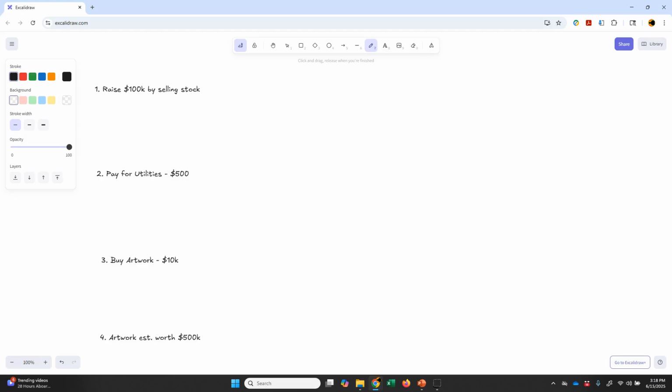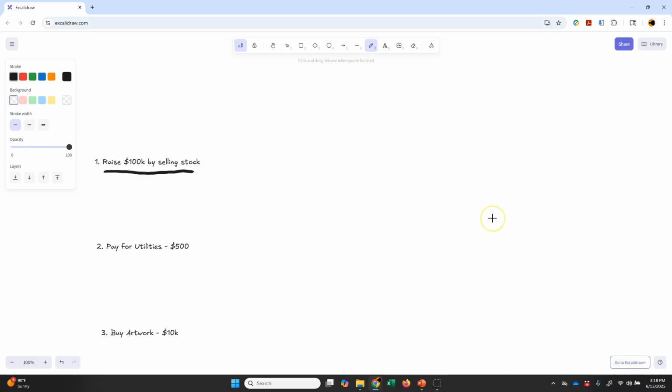Okay, so this first transaction here, we're going to raise $100,000 by selling stock. So this is basically we're going to investors and we're saying, hey, give us $100,000 of cash and we will give you some ownership interest in our company. Okay, so again, we have assets equals liability plus equity. So after this transaction, we're going to have cash of 100K. That's an asset. So on the left side of our equation, we have $100,000.